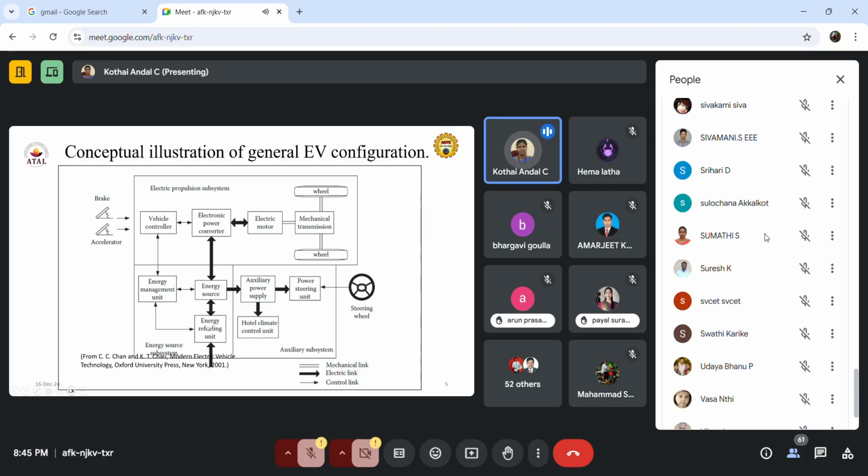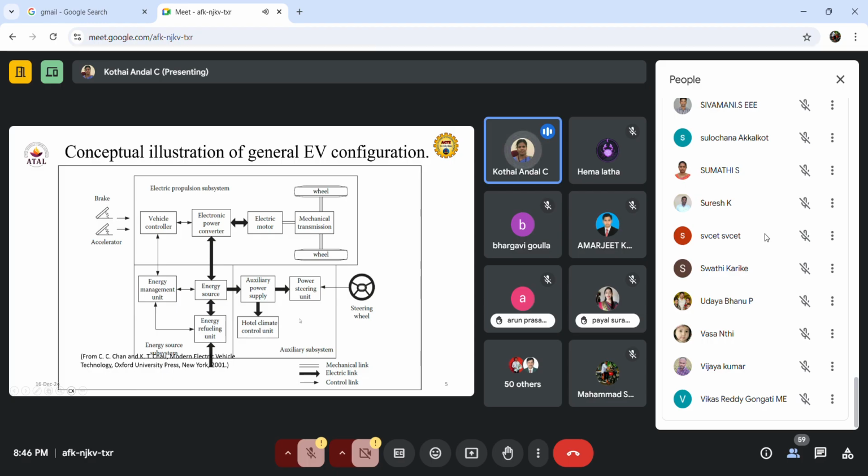Here one more block, if you see the energy refilling unit, this is for the hybrid vehicle, what we are discussing here. So energy filling is also possible here. The genset unit is available here. This is part of the energy source.